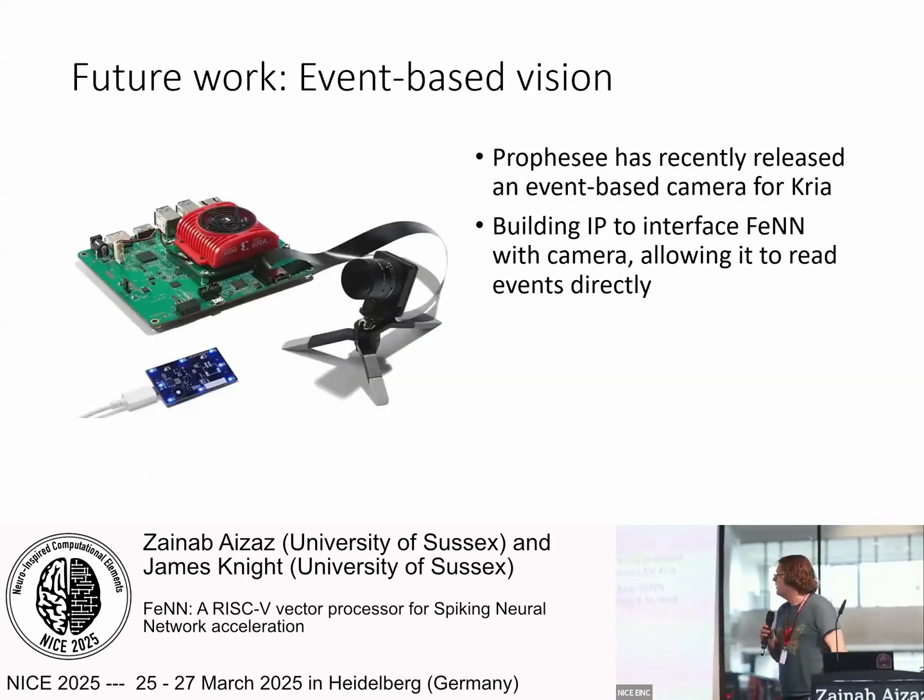Another really cool thing for the ecosystem, and this was more by luck than judgment: Prophesee has recently released an event-based camera for Kria. So we're looking to build an IP to interface this camera directly with FeNN. Another really cool thing with FPGAs is that you can interface with whatever sensors you can imagine, with whatever hardware you can implement. This is a real problem with GPUs, right? You have to pause your GPU and synchronize the CPU every time step you want to process sensor data. So this is an area where we think this FPGA platform is going to be really exciting.